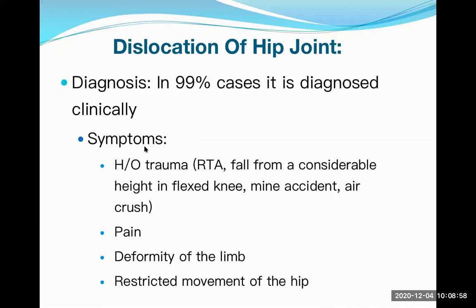Regarding the symptoms of dislocation of the hip joint, there is a history of trauma. There's a massive amount of trauma. Remember this, like road traffic accident, RTA, fall from a considerable height with flexed knee, mine accident or air crash, or any such type of severe injury. Pain, there's a lot of pain. There is deformity of the limb, because the head of the femur has come out of the acetabulum, and there is restricted movement of the hip. These are the classical symptoms.